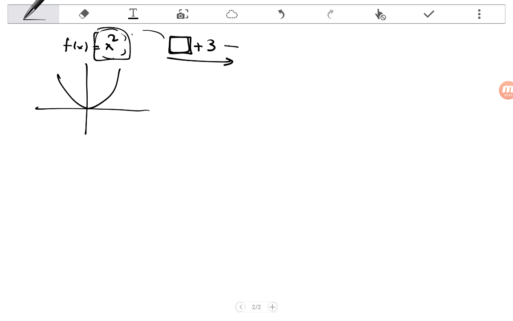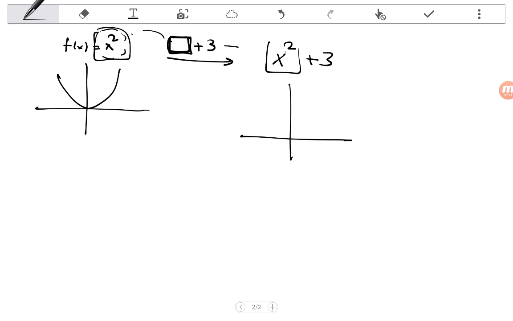What would I do mathematically? What would be the result in this case? No, I'm not asking about the interpretation of the transformation. I'm just saying, if I take the whole function and say plus 3, what would be the new expression of the function? It would be x squared, which is the whole function, plus 3. This is the new expression of the function.